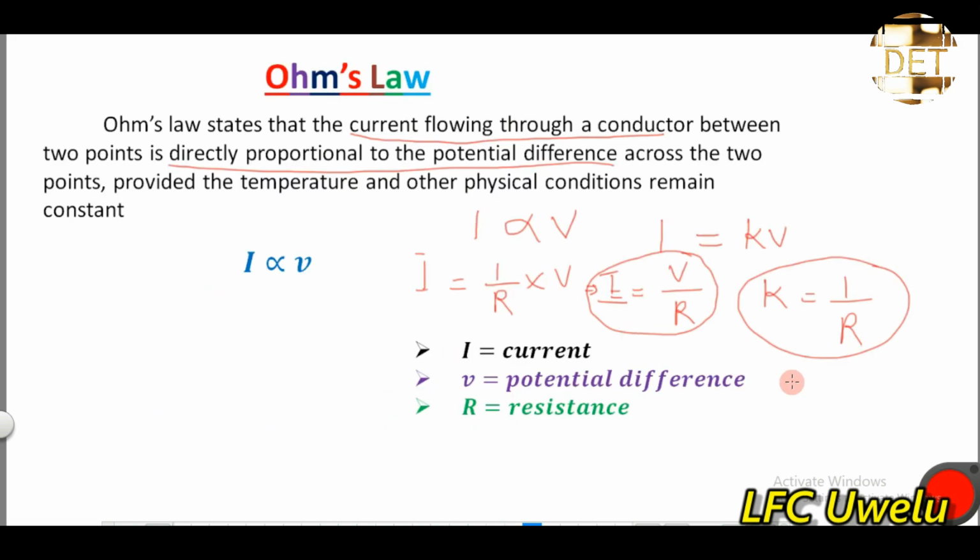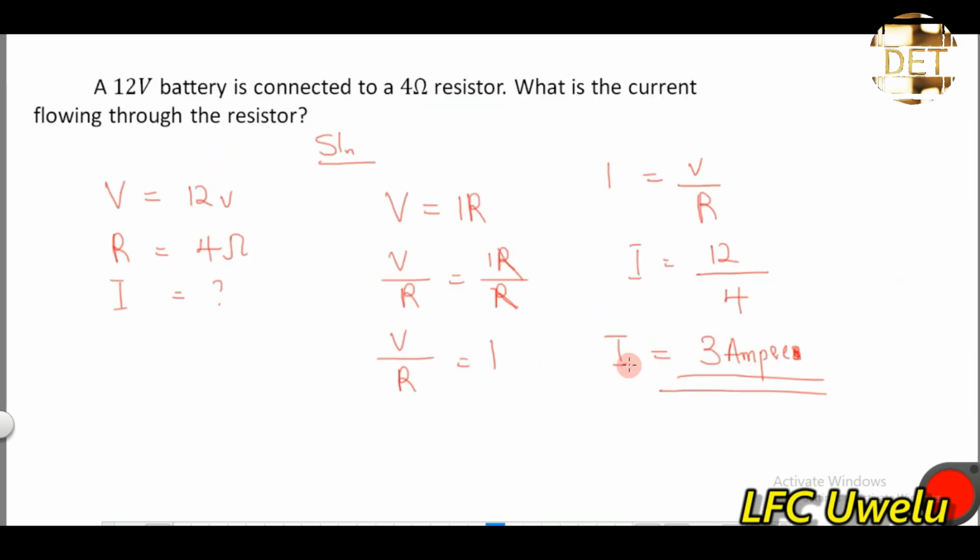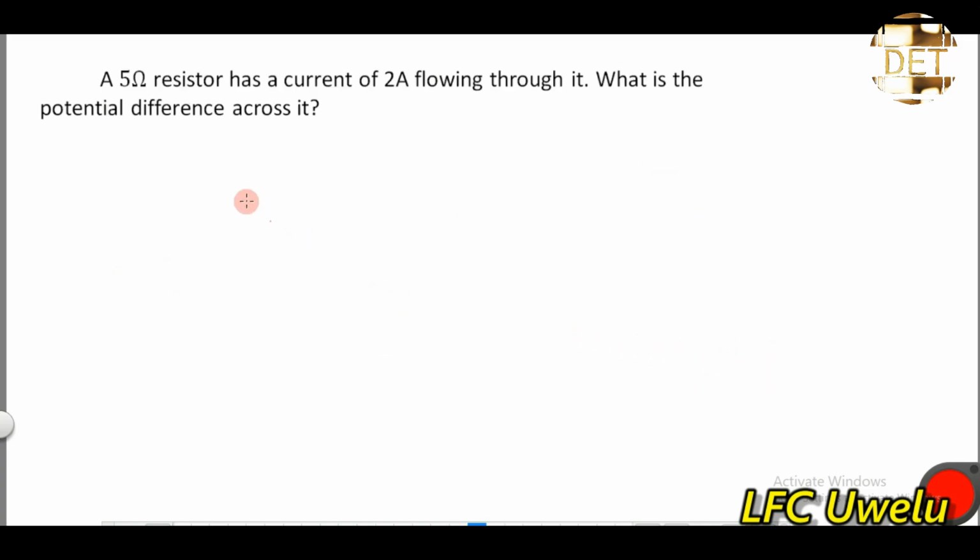So just a quick recap. Current is measured in ampere. Potential difference is measured in volts, while resistance is measured in ohms. So my current here is equal to 3 ampere. Let's look at the next question that we have.